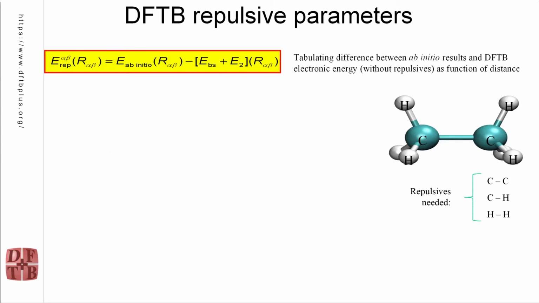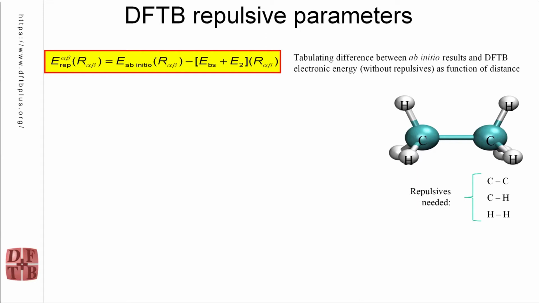So the idea is to tabulate the difference between results from a high-level theory, so typically density functional theory, and these days this would quite often be things like hybrid functional, so something like B3LYP or a post-B3LYP method, and the electronic structure energies you just get from the band structure and where you truncate off your expansion series. That means that if you want to fit these kinds of things, you have to consider all of the types of interactions between atoms. Now, fortunately, it turns out that this additional contribution is quite short range, and it's quite well represented by pairwise repulsive potentials.